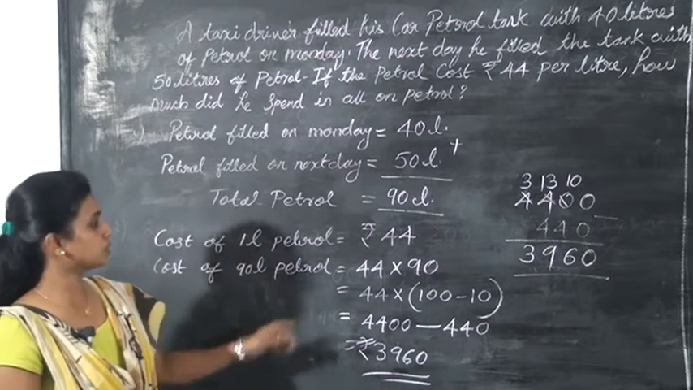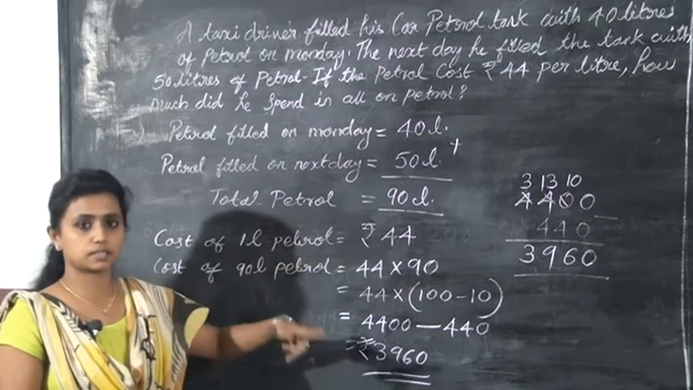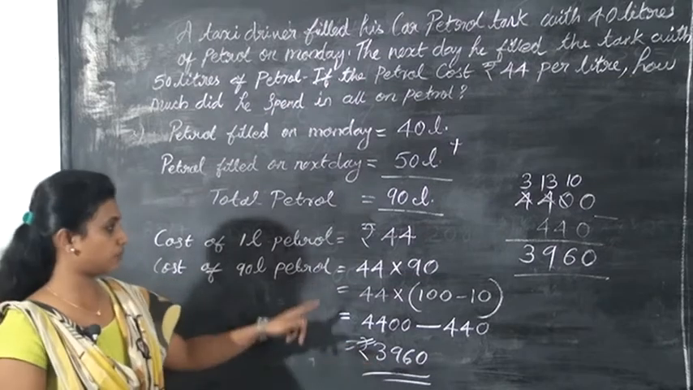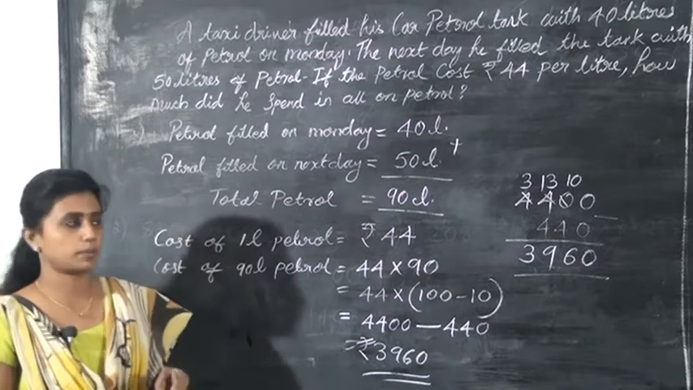The cost of one liter is 44. So what is the cost for 90 liters? That we find here: 3,960 rupees is there for 90 liter of petrol. Clear? Now let's do the second problem.